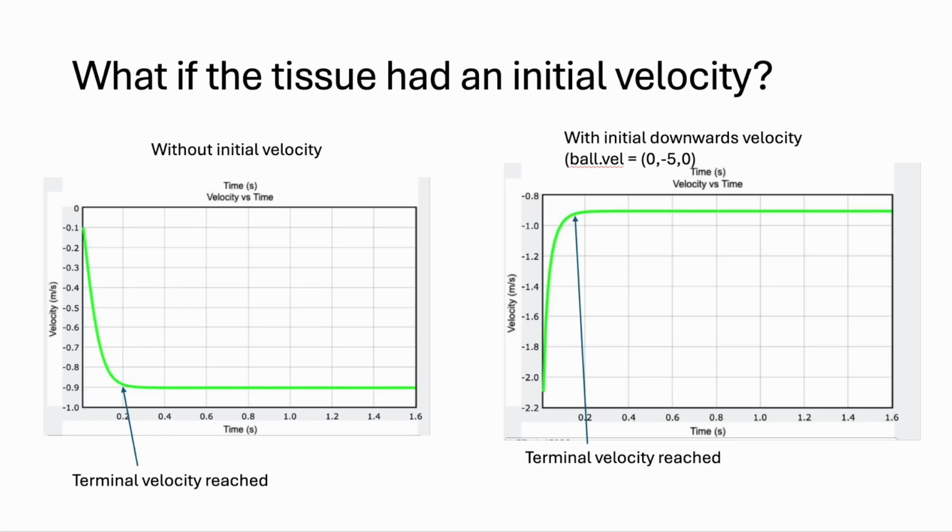And for the "what if" question, if the tissue had an initial velocity, the terminal velocity wouldn't be affected. As you can see here, the first graph doesn't have initial velocity, and the second graph has an initial downwards velocity of 0, negative 5, 0, and you can see that the terminal velocity is reached at about the same time, and the velocity itself is the same.